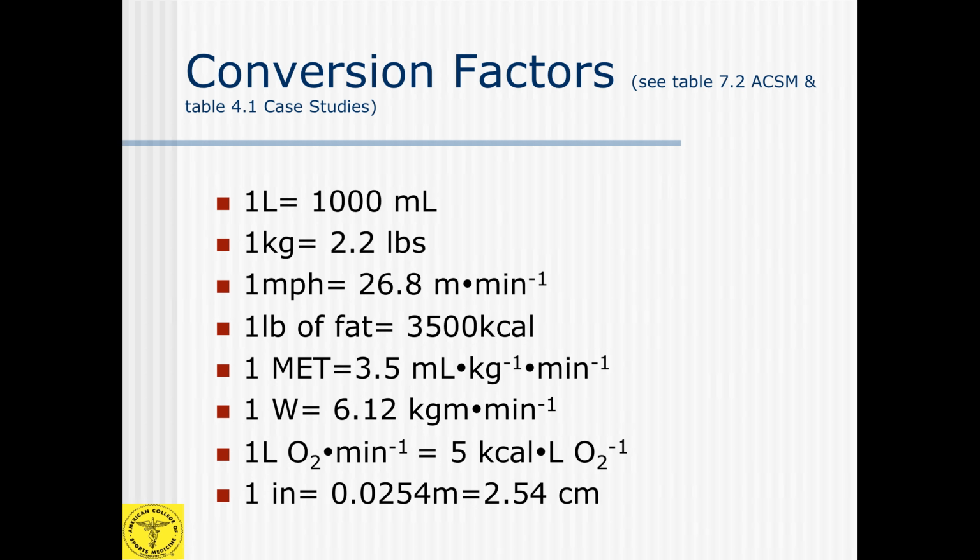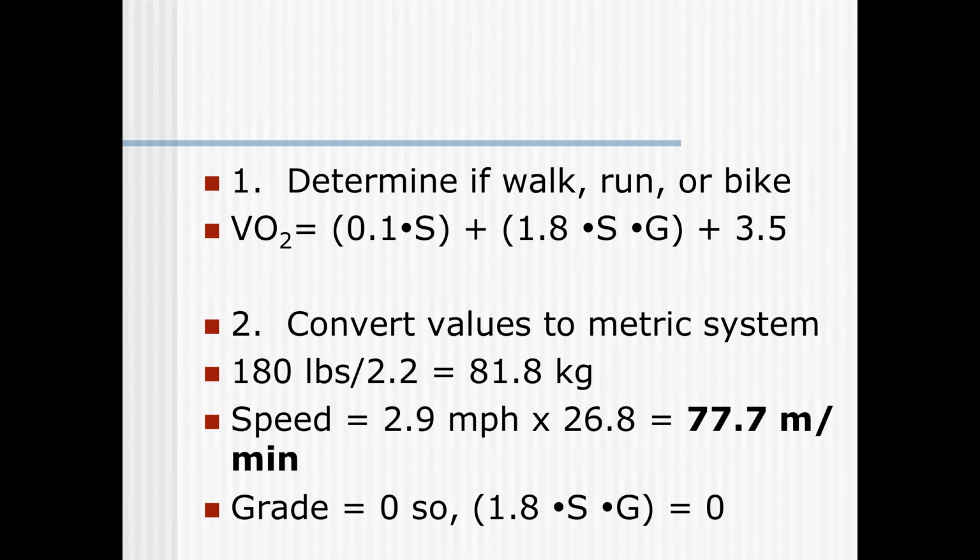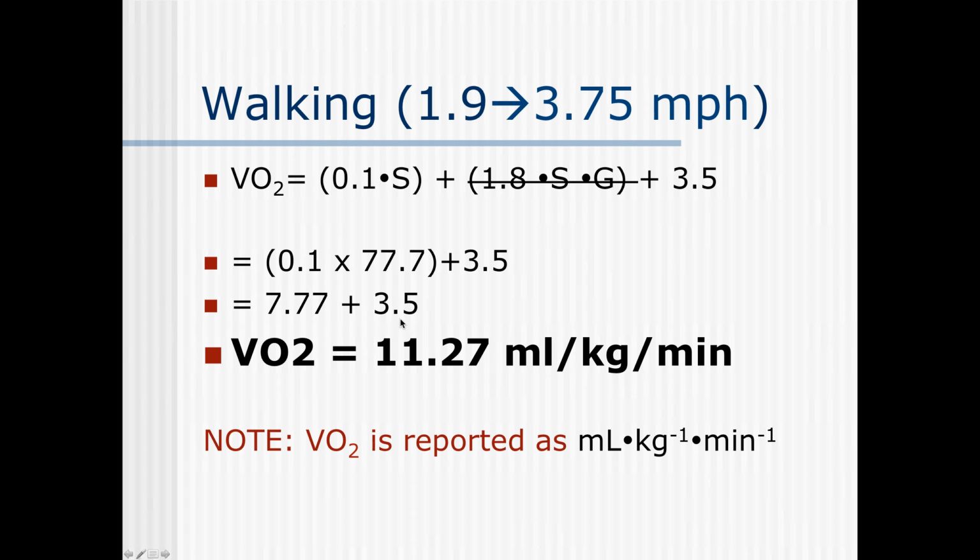Oh, but wait, remember we need to convert. So we need to convert miles per hour into meters per minute. So that's simply multiplying by 26.8. So the actual speed in the equation is going to be 77.7 meters per minute. And now we're just going to solve for VO2. So here's the equation. VO2 is equal to 0.1 times speed plus 0 plus 3.5. So 0.1 times 77.7 plus 3.5, or 7.77 plus 3.5.